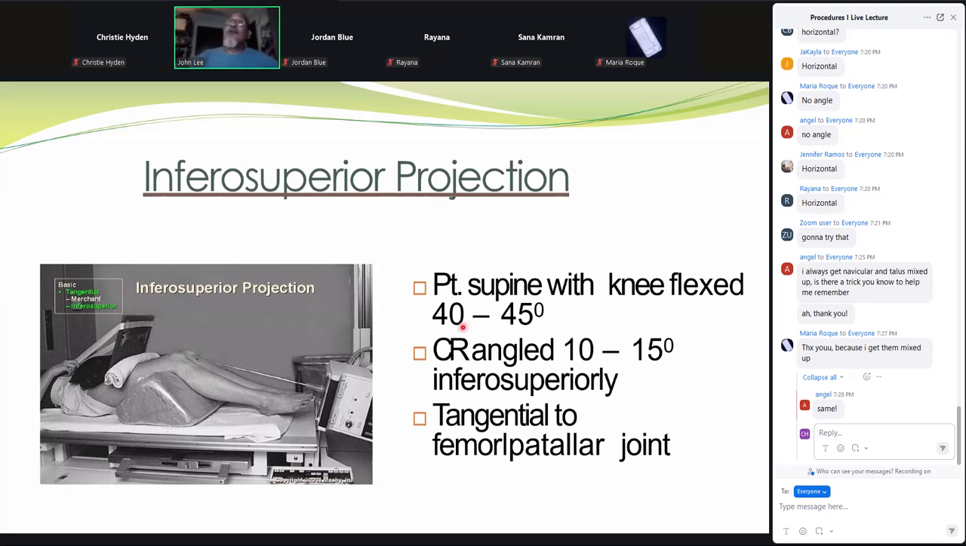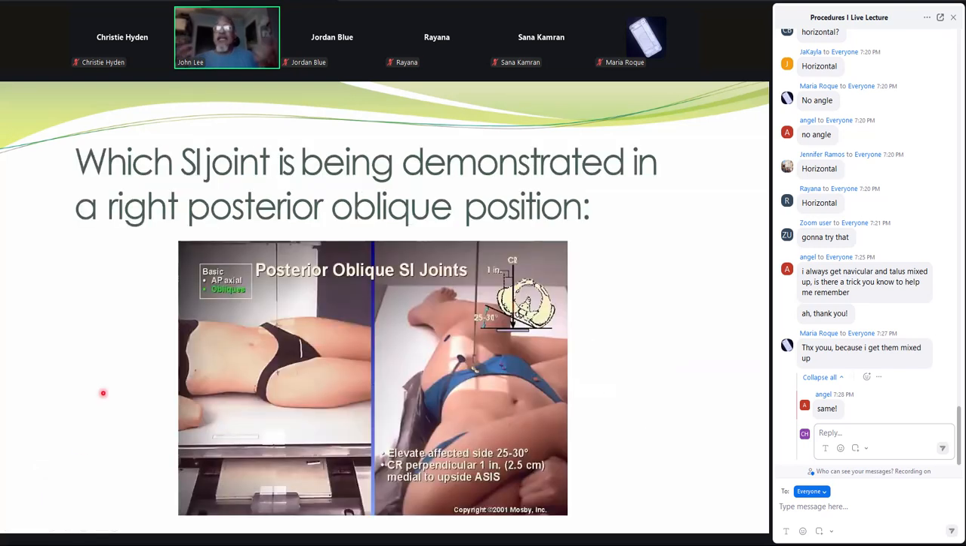and for the intercondylar fossa, 40 to 45 degree flexion is paramount. It's popular for this. CR will be angled 10 to 15 degrees infrasuperiorly. Now there may be other projections for getting these intercondylar fossa and the patella, but those are the only ones that you have to worry about.